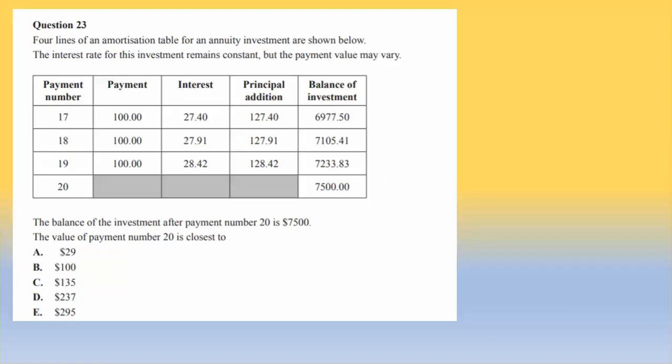Next one. 4 lines of an amortization table for a new investment is shown below. The interest rate for this investment remains constant, but the payment value may vary. Okay, so here's our payment value. Even though it's 100 all the time, it says the payment value may vary. The interest earned, and so the principal addition: you're paying your 100, and you're getting interest going towards your investment. The balance of the investment after payment 20 is 7,500.